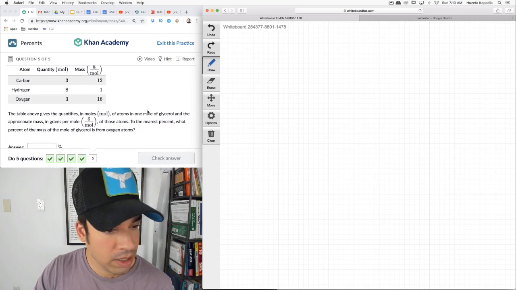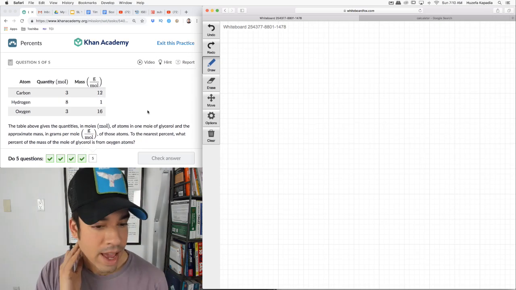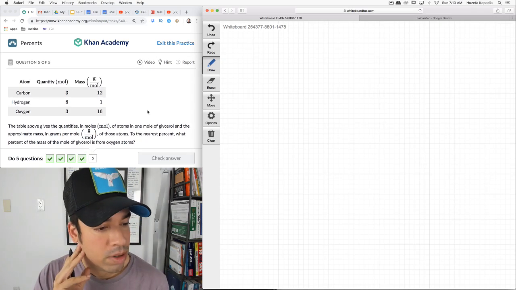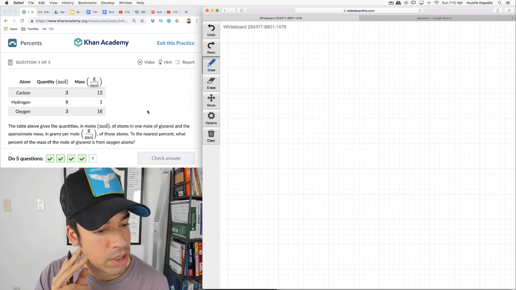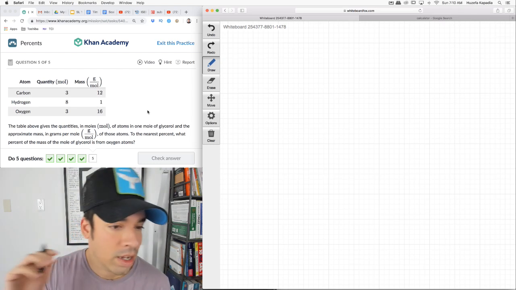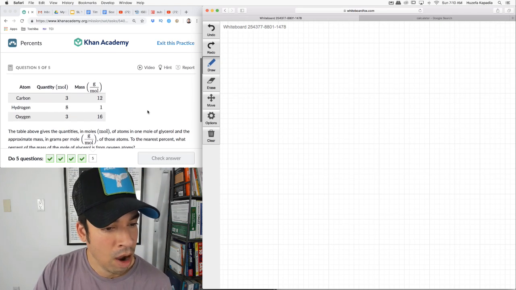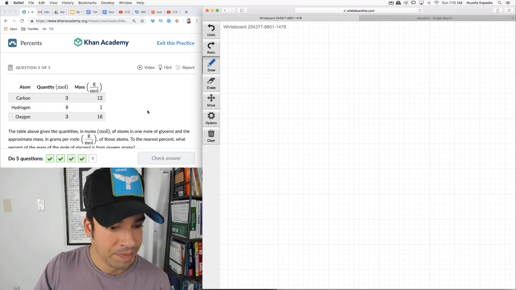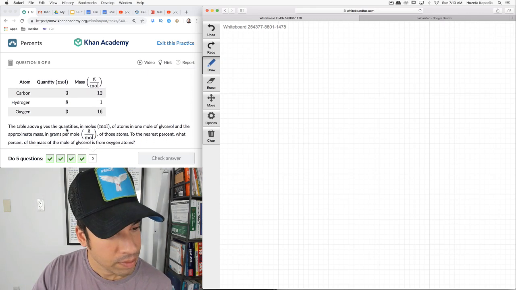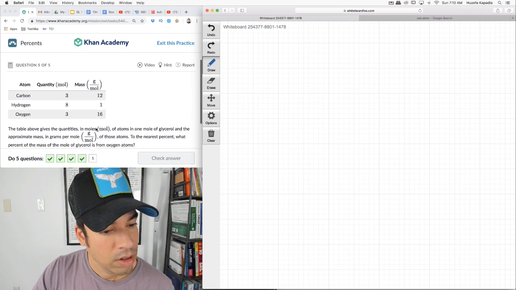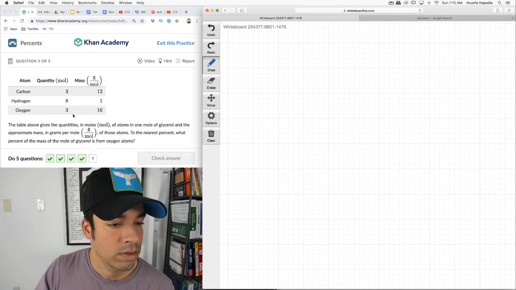The table above gives the quantities in moles of atoms and 1 mole of glycerol and the approximate mass in grams per mole of those atoms. To the nearest percent, what percent of the mass of the mole of glycerol is from oxygen atoms? Okay. Of atoms and 1 mole of glycerol. Okay. So 3 moles.